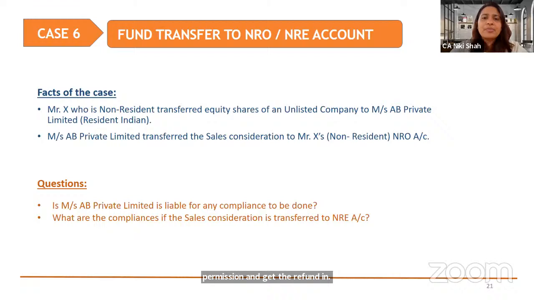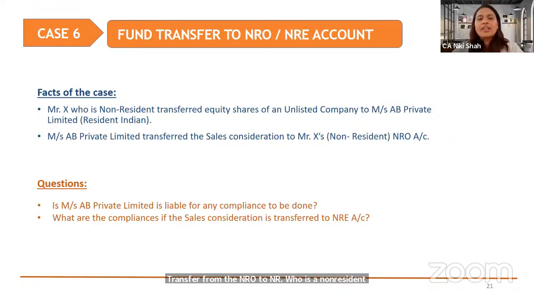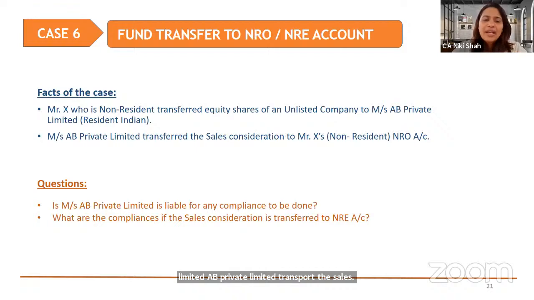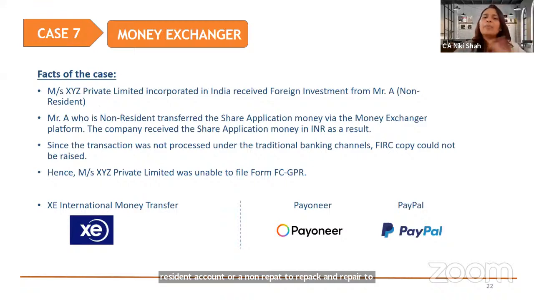Funds transferred from the NRO to NRE account, who is a non-resident, transferred equity of an unlisted company to AB Private Limited. AB Private Limited transferred the sales consideration to Mr. X's NRO account. Is Mr. AB liable for any compliances to be done? What are the compliances if sales consideration is transferred to the NRE? See, you have to understand one thing here: all the transactions which happen from a non-resident to a resident account, or non-repat to repat and repat to non-repat, in all those scenarios, filing is compulsory.